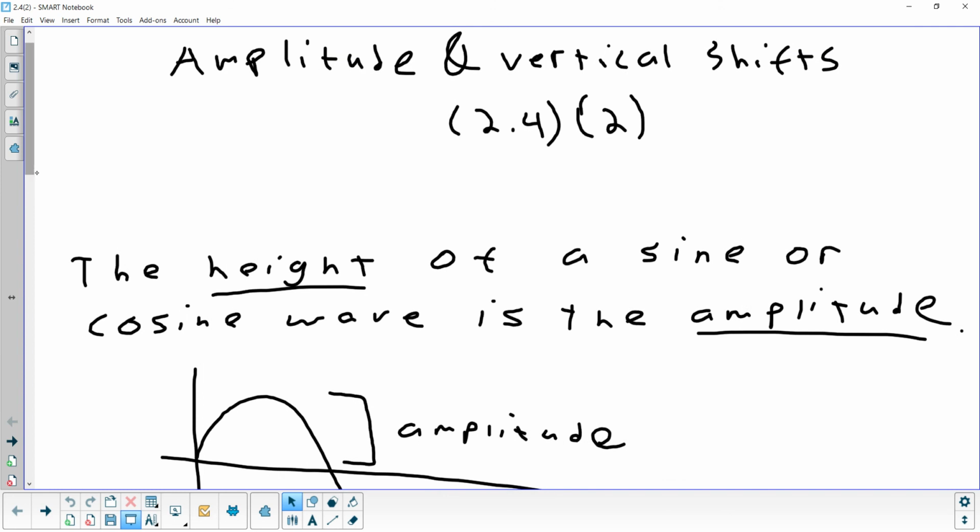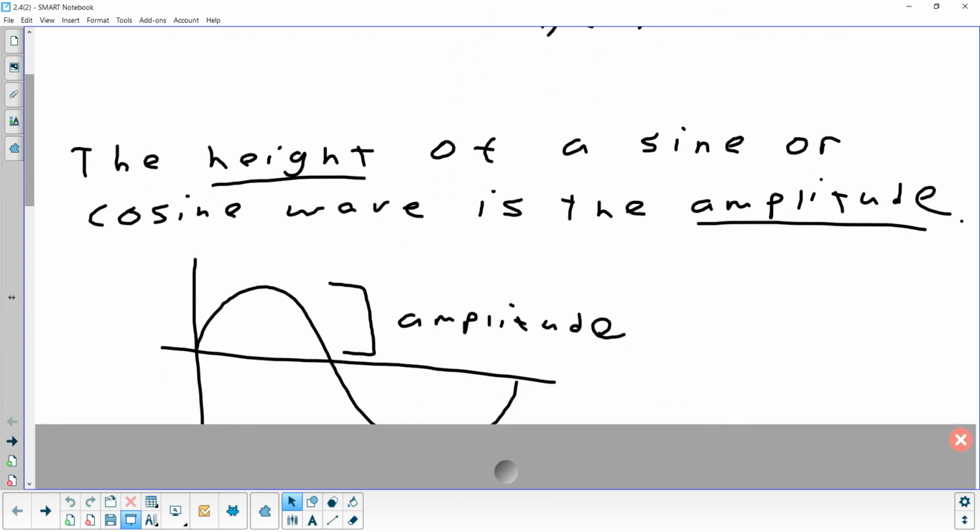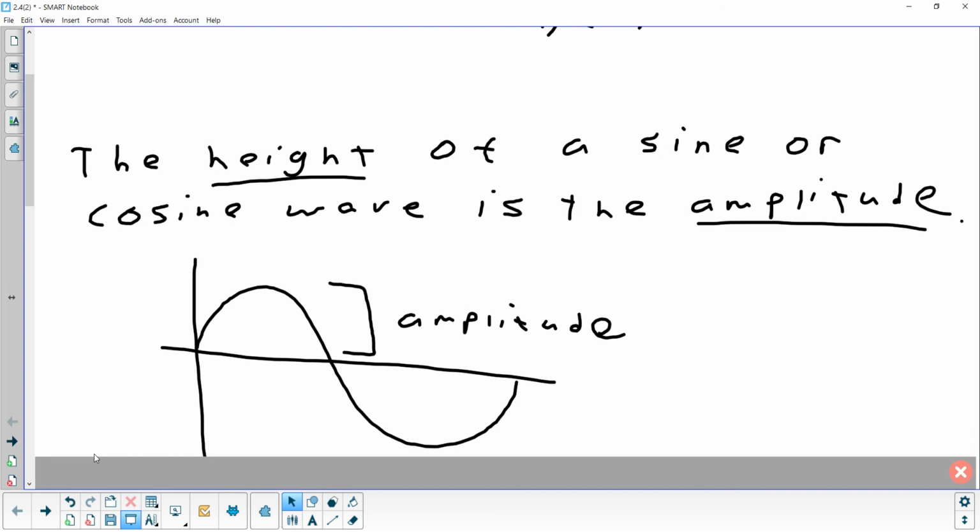So first one we're going to look at is what's called amplitude. What the amplitude is, it measures the height of the wave. And by the height, I mean the distance from the center to the peak, which should also be the same as the center to the bottom. So that's amplitude.